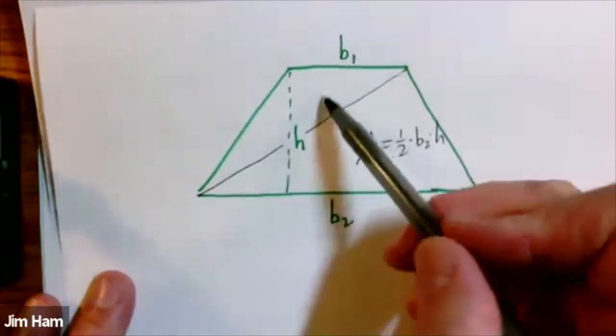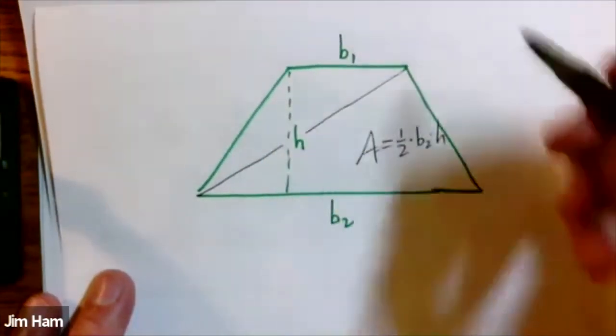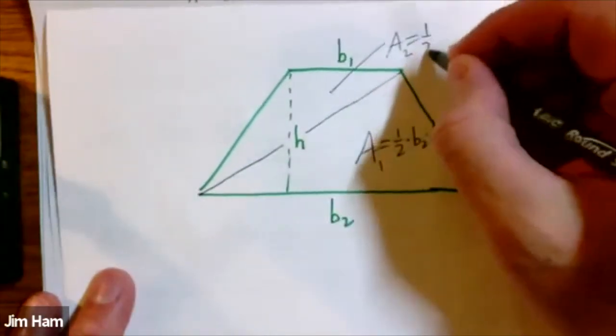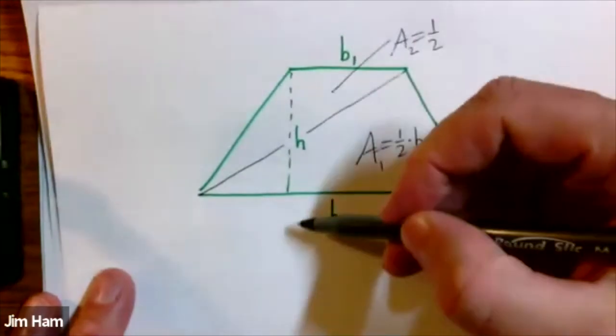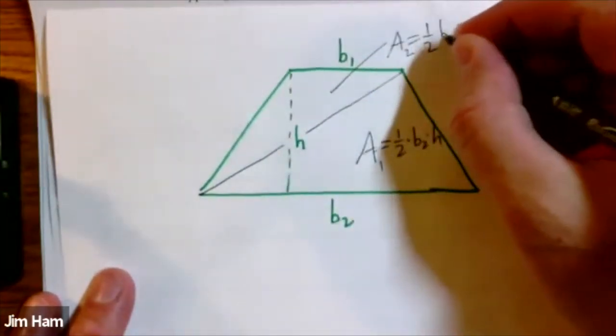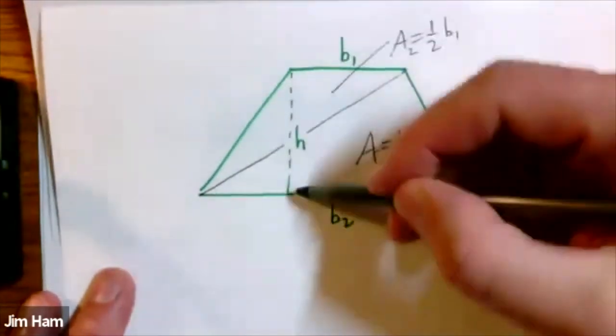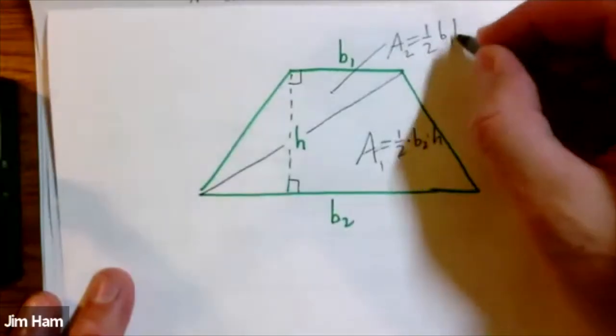Well, here's the height. And this triangle up here, we call this area 2. It's also 1/2 times the base times the height. But the base up here is B1, the base of this triangle. And then the height is always perpendicular to the base, so the height is also h.